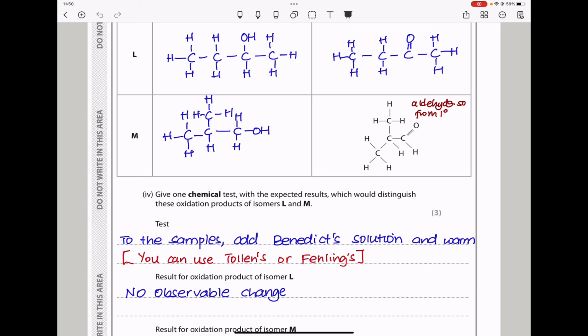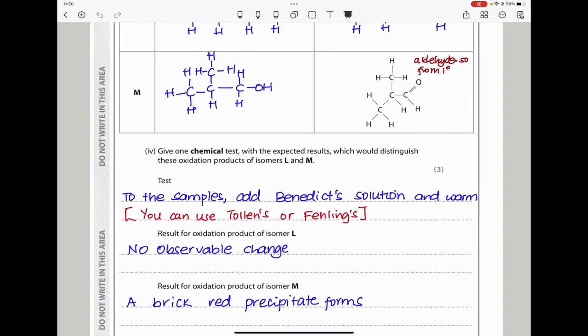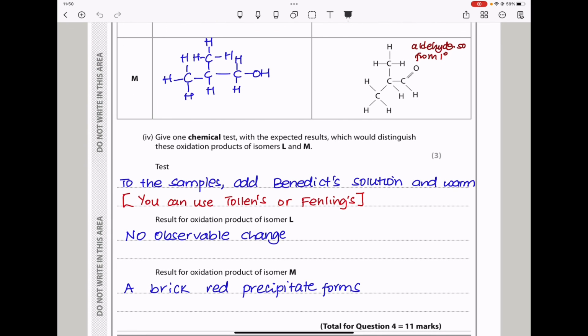So here they say give one chemical test with the expected results which will distinguish these oxidation products of isomers L and M. So we can use Benedict's solution, Fehling's solution, or Tollens' reagent to be able to distinguish them. So I said to the sample, add Benedict's solution and warm. So with sample L, which is the ketone, there will be no observable change. But for the aldehyde, a brick-red precipitate is going to be formed. Now, if we use Tollens' reagent, there will be no observable change with L, but there will be a silver mirror formed with isomer M.